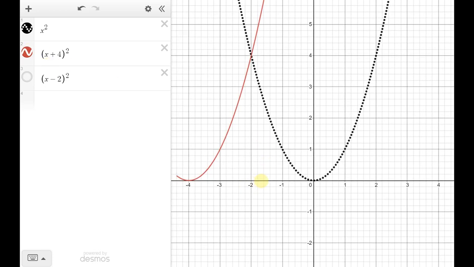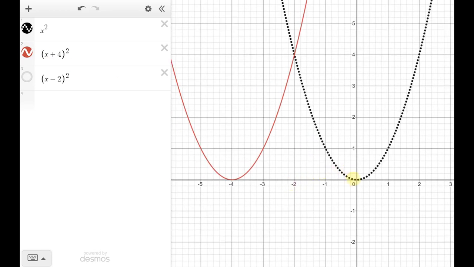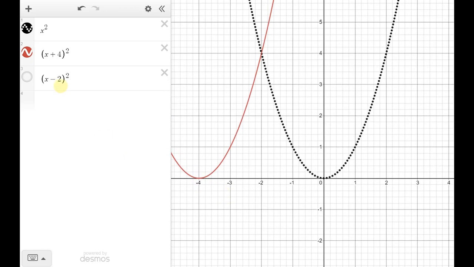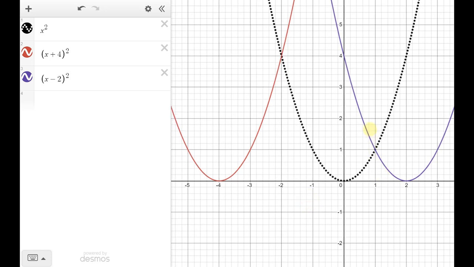So when I add 4, what's interesting is that this actually moves in the opposite direction. Maybe you thought it was going to move to the right 4, but it actually moves in the opposite direction. So notice now this is at minus 4 where this starts. And so by process of elimination, if I were to subtract 2, now to do this other horizontal translation, check it out. This moved my graph of x squared 2 to the right.